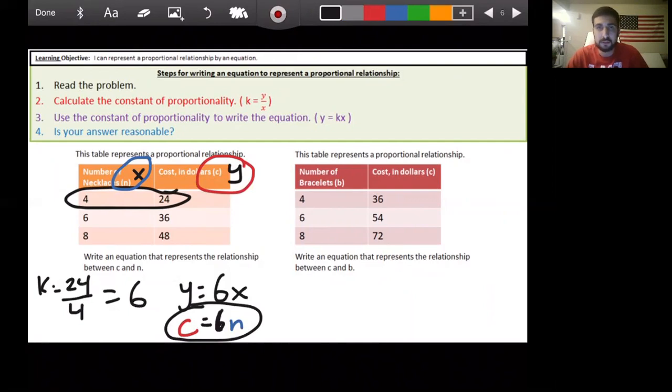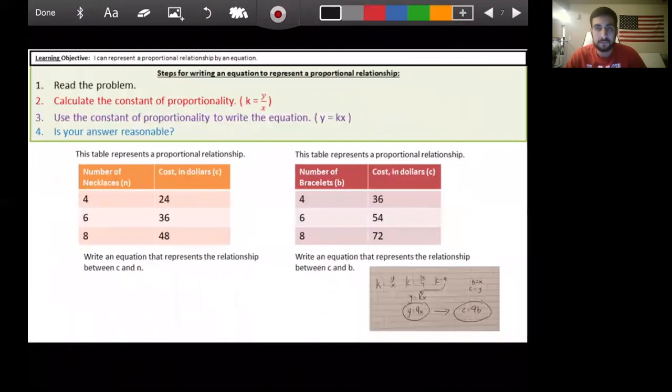So go ahead and pause your video, and then I want you to work on the one on the right. Remember to label your values of what's going to be x and what's going to be y. That way it's easier for you to go and substitute the values that the question is looking for. All right. What you should have is you should have got y equals 9x, and then substituting your variables in would have been c equals 9b.